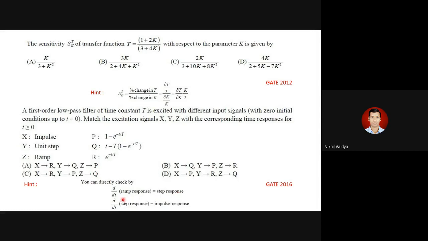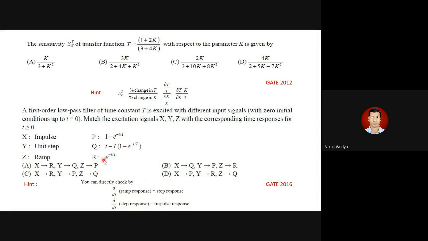response, that we know. D by dt of step response is equal to impulse response, that we know. So impulse response is equal to d by dt of step response, and step response is equal to d by dt of ramp response. If we move ahead, then ramp response is equal to d by dt of parabolic response. It is a simple question, we just have to check which term is the derivative of which.